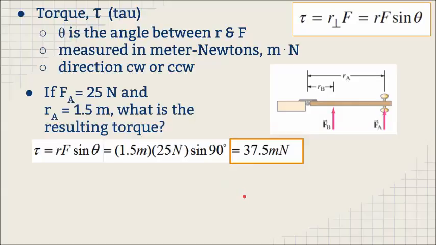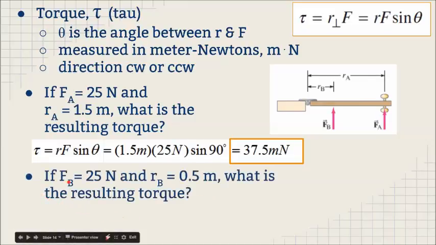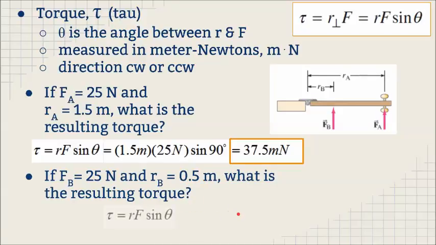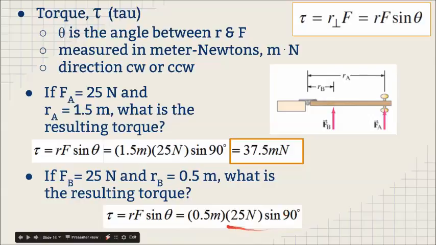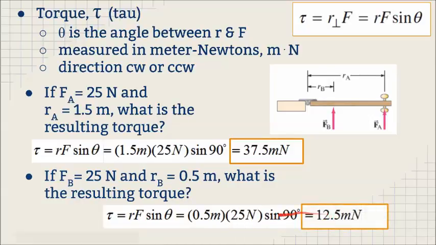We'll see how this works on the acceleration in the next lesson, but right now we're just talking about the torque. Now, if the force of B is also 25 newtons, just as that one is, but it's at a distance of 0.5, the resulting torque will then, of course, be smaller because it is closer. So that means it wouldn't cause the door to open as quickly as the torque on the outside there.